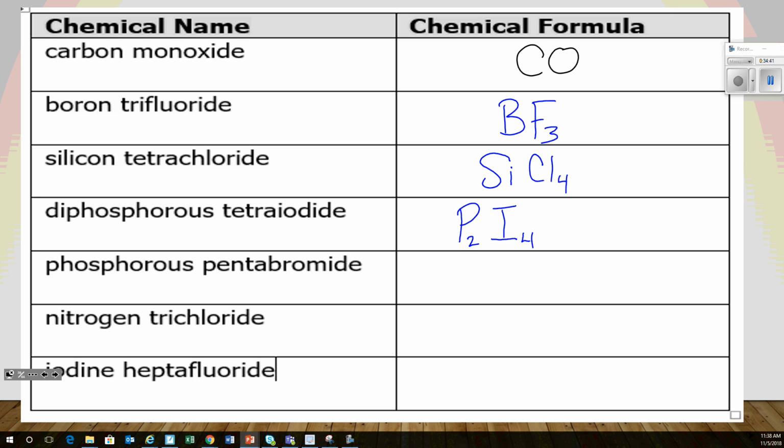Quickly do the next 3. I'll put them up here in just a few seconds. Here's a hint, guys. Most of these will be where on your periodic table? Upper right-hand corner of the periodic table.